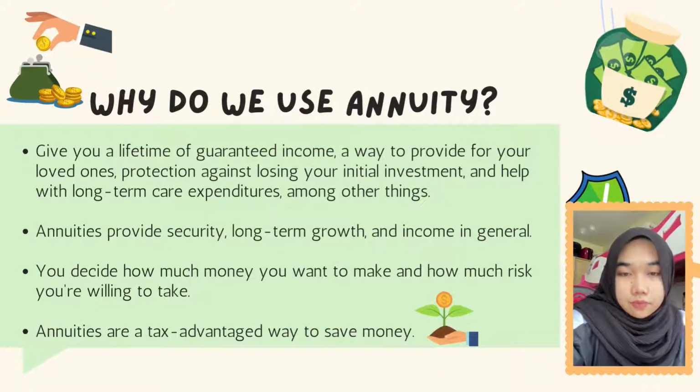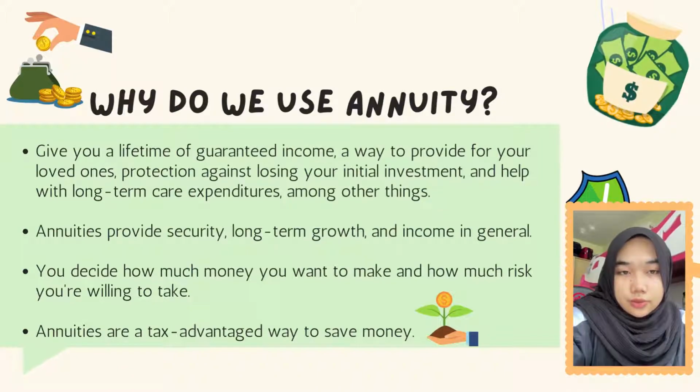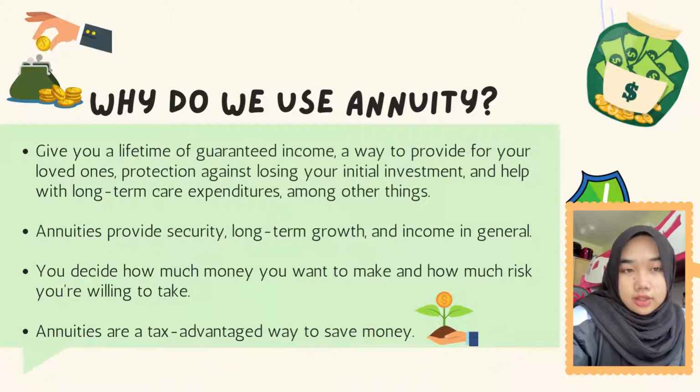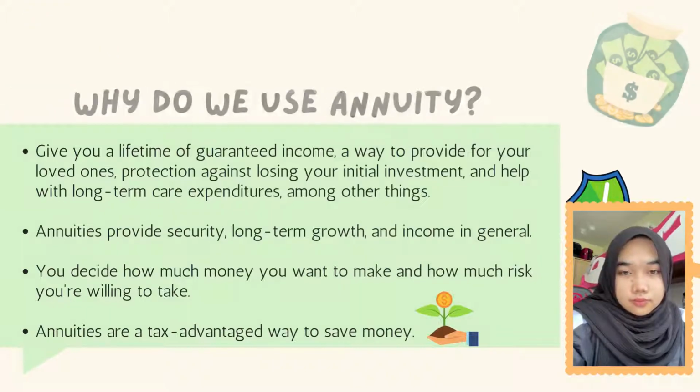Why do we use annuity? Depending on lifestyle needs, they can give you a lifetime or guaranteed income, a way to provide for your loved ones, protection against losing your initial investment, and help with long-term care expenditure, among other things. Annuities provide security, long-term growth, and income in general. You decide how much money you want to make and how much risk you are willing to take. Annuities are a tax-advantaged way to save money until you're ready to start receiving income in retirement. They are frequently used as protection against outliving your retirement resources.